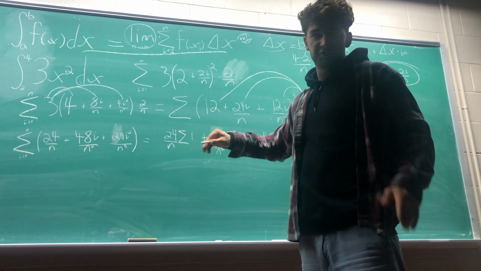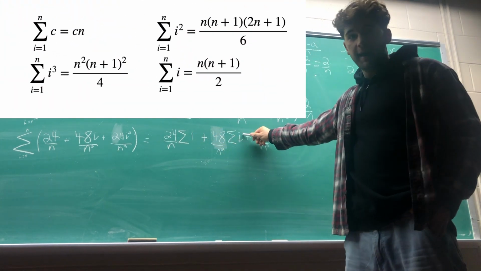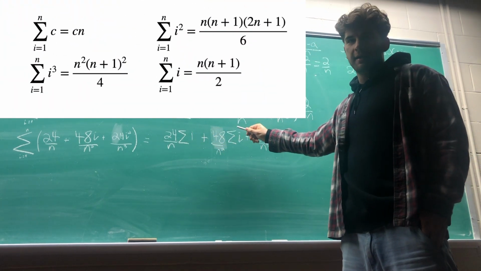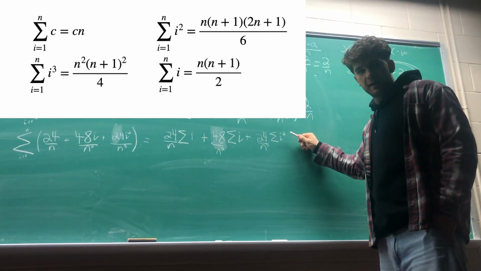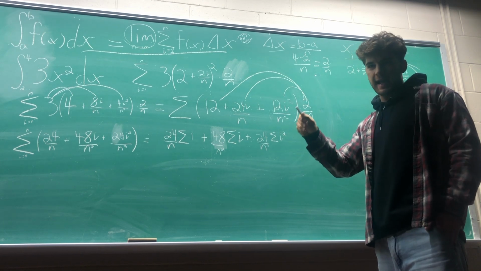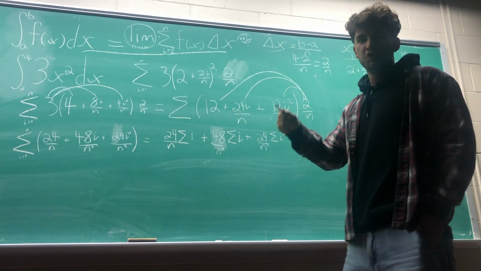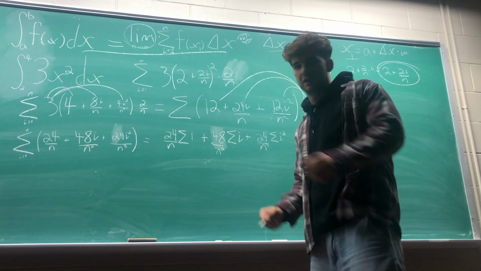The next step is to plug in the summation formulas. For 1, it's just going to become n. For i, it's going to become n times n plus 1 all over 2. And then for i squared, it's going to be n times n plus 1 times 2n plus 1, all over 6. So I'll just write those all down.